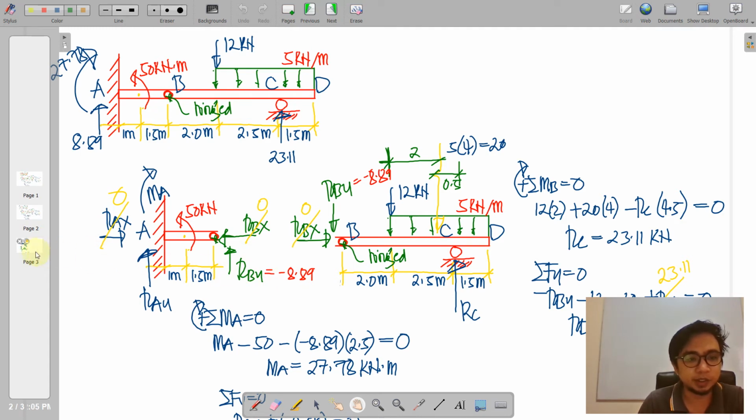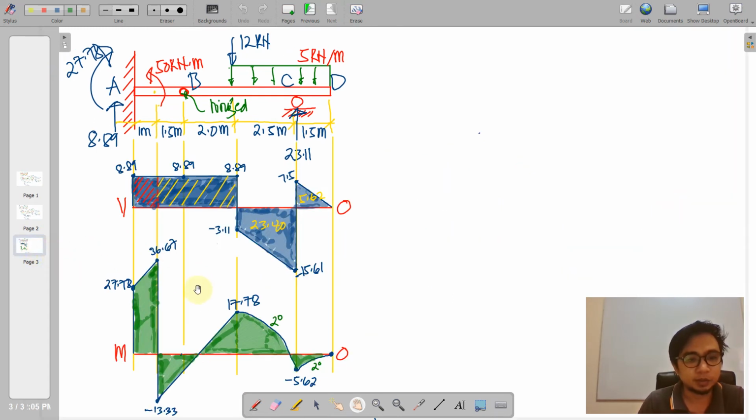Notice here in our derived shear diagram, it's really 8.89. Okay, so that is the internal effect of those external loading. So moving on to another problem.